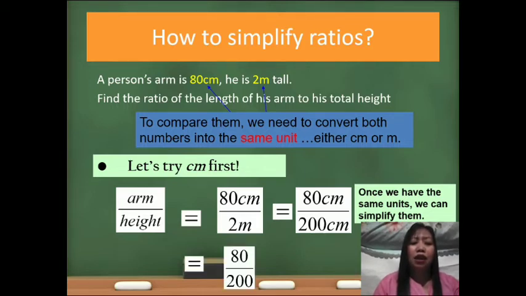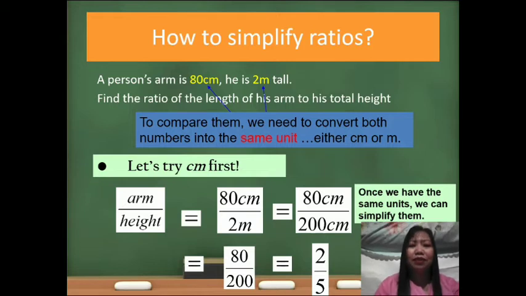So 80 over 200, we need to find their GCF, or the greatest common factor. So the greatest common factor of 80 and 200 is, correct, 40. So 80 divided by 40 and 200 divided by 40, we will have 2 over 5. Very good.